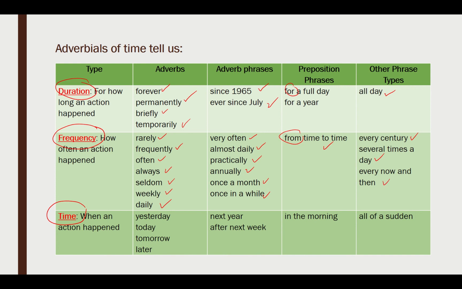Lastly, to indicate time, adverbs that we can use include yesterday, today, tomorrow, later. As for adverb phrases, next year, after next year, or next week. For prepositional phrases, in, which is the preposition, so we can say things like in the afternoon or in the morning. And lastly, all of a sudden. So hence, make sure that you use the appropriate adverbials of time in your personal recount writing.